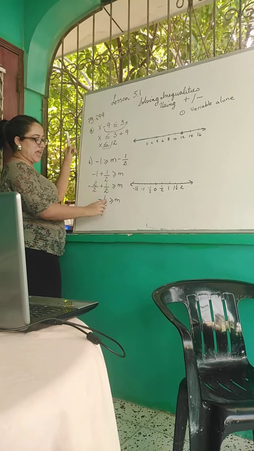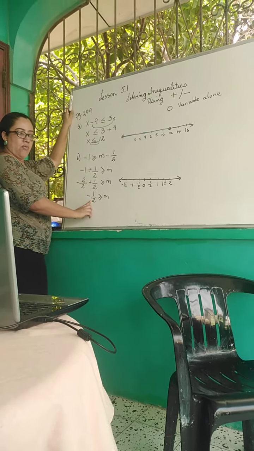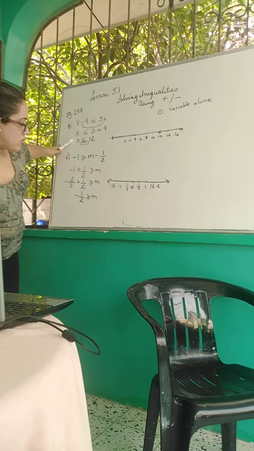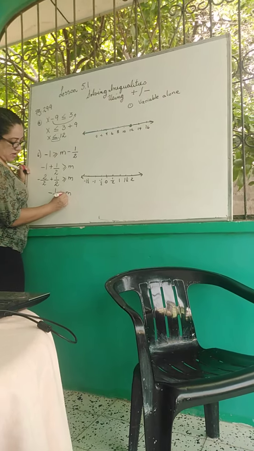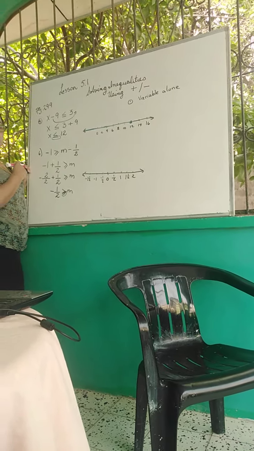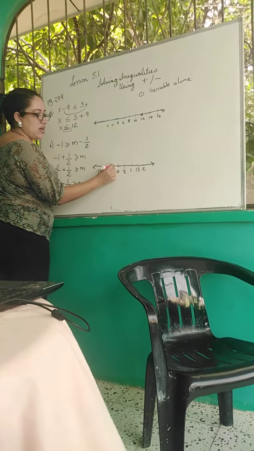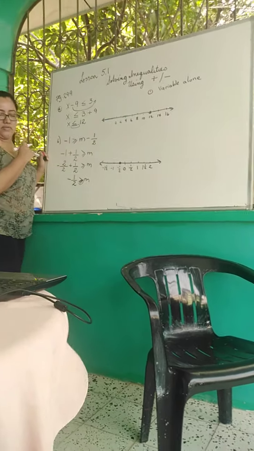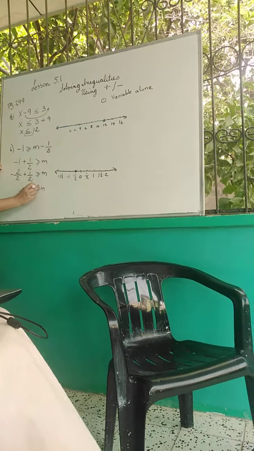Okay, so in here it says negative 1.5, is it included or not included? The equal sign means that it is included. That's why you're going to color it. And in here, is the m bigger or smaller?